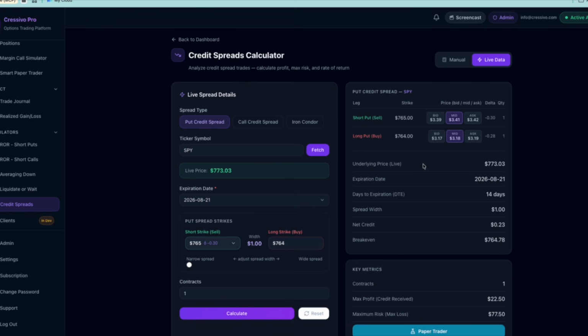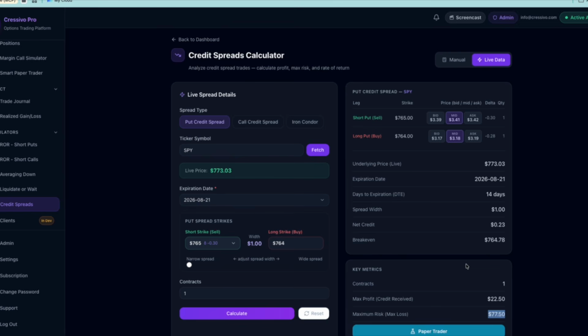We're going to calculate the trade here, and just like before, it pulls up the whole trade for us. So for example, if we sell the $7.65 put and buy the $7.64 put, the credit we receive is $23, and the risk that we're taking on the trade is $77.50. So keep in mind, you really have to be successful on 3 or 4 of these in a row in order to increase your capital.